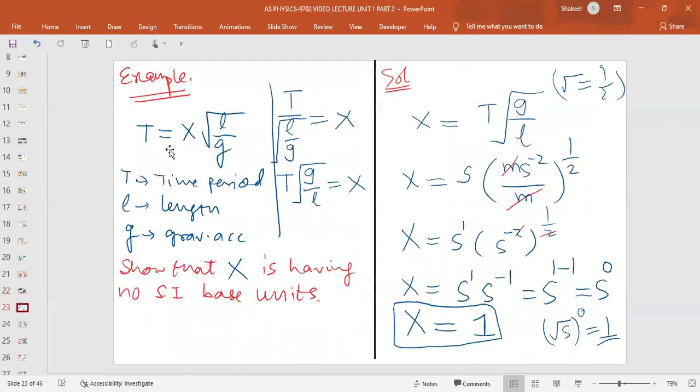So this is another one, T equals X square root of L by g. So T is the time period, L is the length, and g is gravitational acceleration. You have to show that X has no unit. So you have to do the same thing, make X the subject, put in the SI base units, and solve until you get the answer of 1. So pause this video and solve it yourself and then compare your answer.